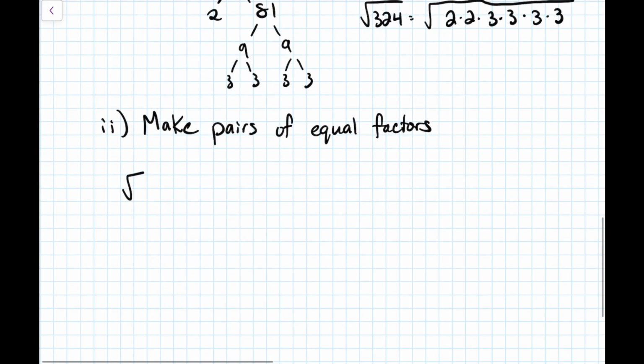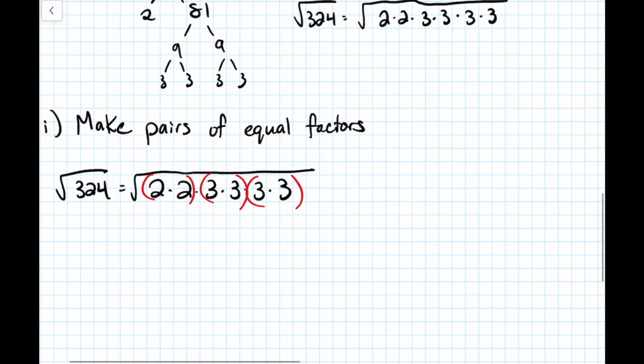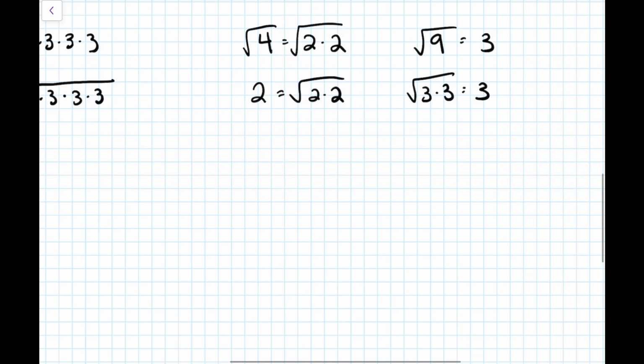So our 324, remember, was 2 times 2 times 3 times 3 times 3 times 3. So I'm going to put all that in the square root, and I'm going to make pairs. So I've got a pair of 2s, a pair of 3s, and another pair of 3s. So to go from this to actually getting ourselves an answer, let's come back over here. If we make a pair of 2s here, that pair of 2s becomes 1 2 when we actually do the root. A pair of 3s becomes 1 3.